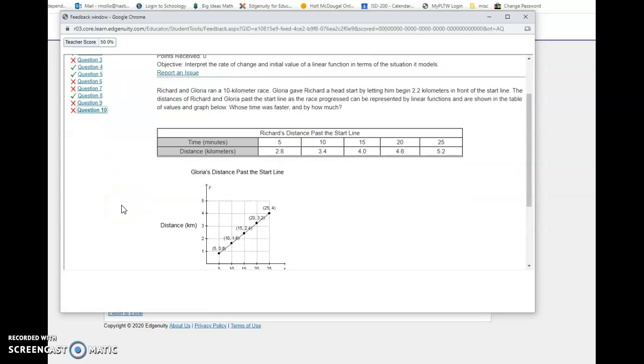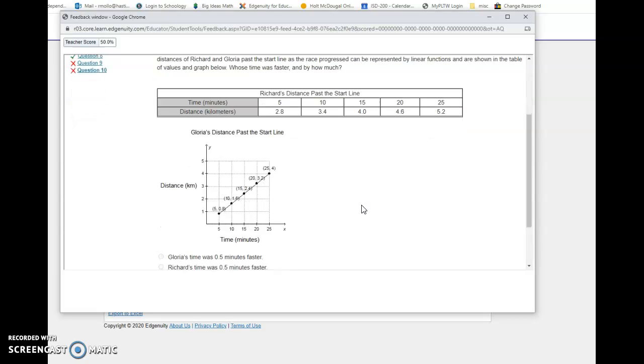Richard and Gloria ran a 10-kilometer race. Oh, I remember this problem. Okay, this one's tricky because Gloria gave Richard a head start. So this one's going to be weird. It's going to look like Richard is faster, but he's really not, just because Gloria let him start first.